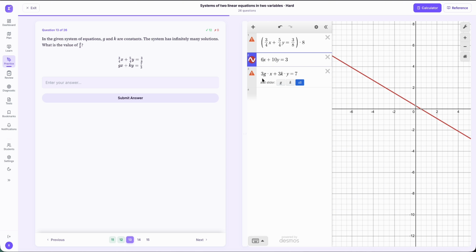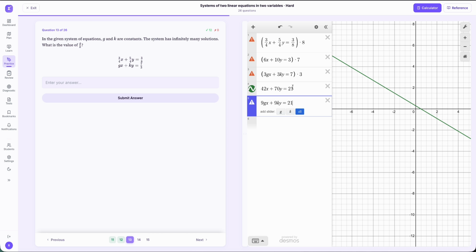But they're still not the same. Here's my x and here's my y's. I can't compare those because I don't know what k is, and I don't know what g is. What you can compare is the constants, 3 and 7, right? You want the whole equation to be the same. So we still got to change these to make them the same. The least common multiple is 21. So you multiply this one by 7 and this one by 3. You get 42x plus 70y equals 21. On the bottom, you get 9gx plus 9ky equals 21.